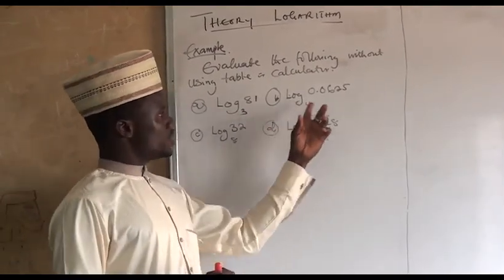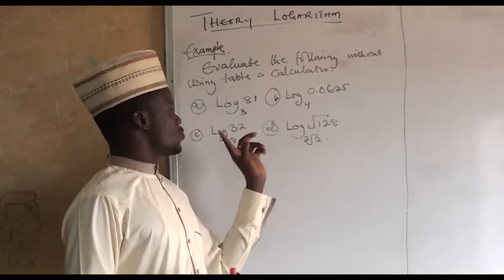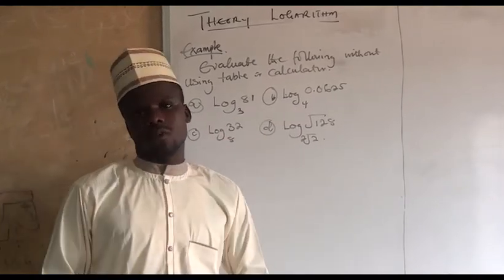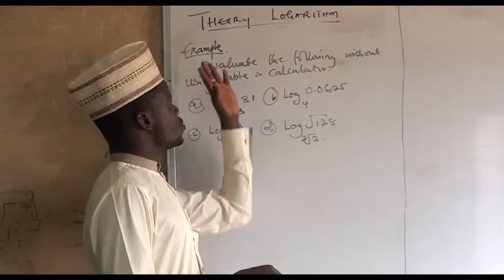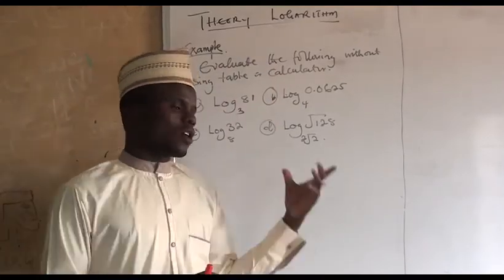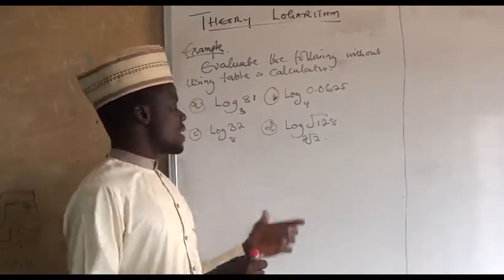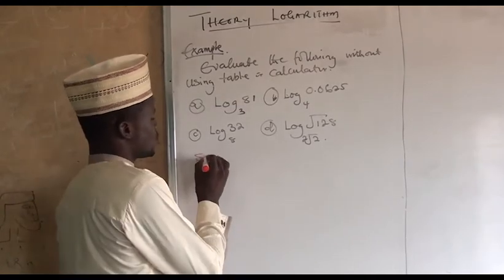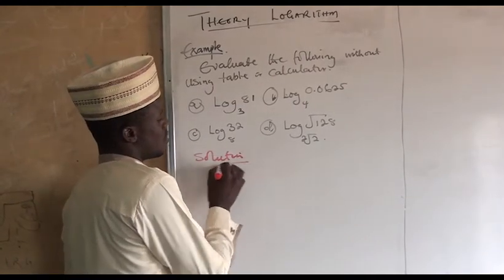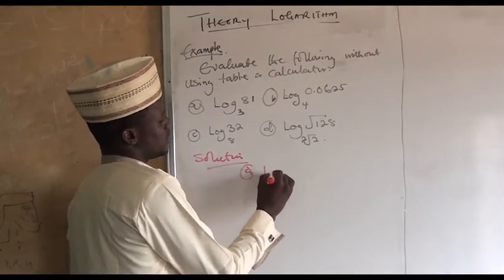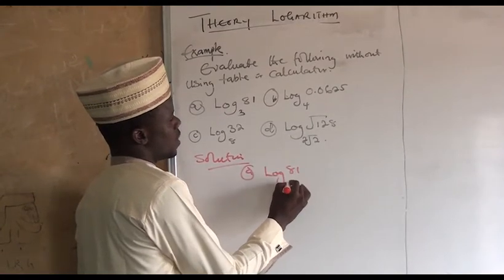That is why you see all these ones: we have base 3, we have base 4, we have base 8, and we have 2 root 2 as a base. So we have to know how to use the theory of logarithms to find out these problems. Then here we now start with the solution of A, which is logarithm of 81 base 3.